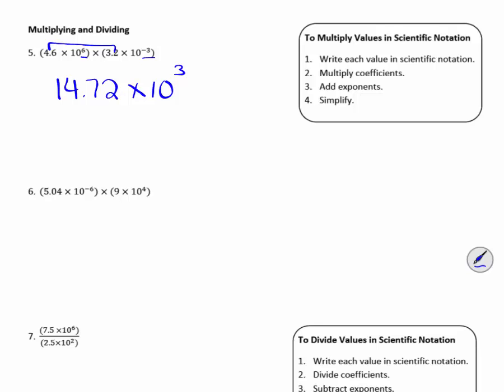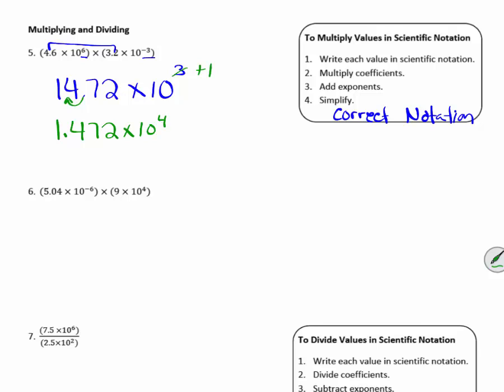I have to make sure, though, the simplify step means correct notation. So 14.72 is not correct scientific notation. So I have to move my decimal over this way, which will increase the exponent by 1. So this is going to be 1.472 times 10 to the 4th.